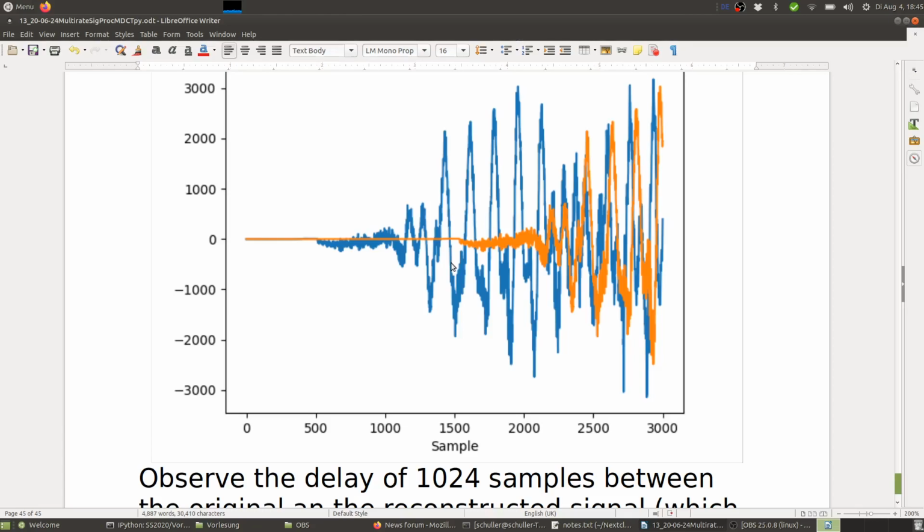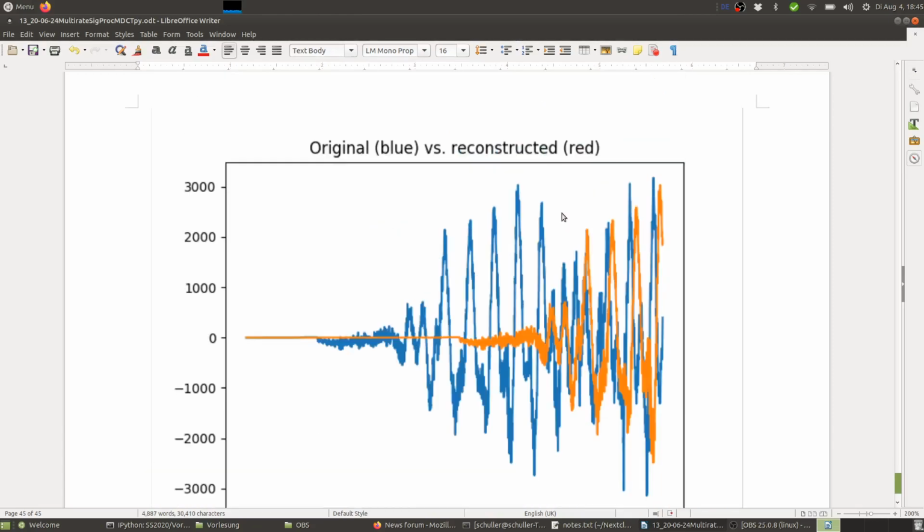We have just 1024 because the signal is stored, and that's why we don't need to wait for 1023 samples to arrive before we have one block. The blocks are already there, right?